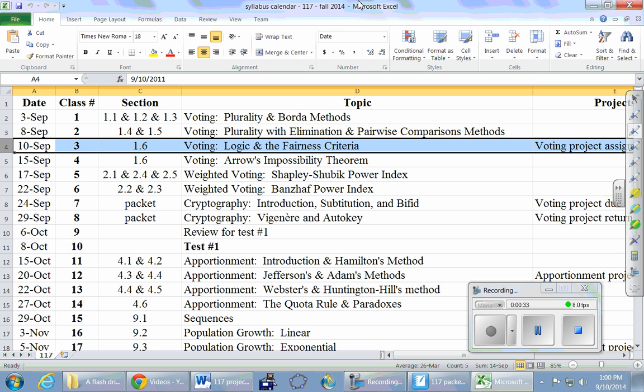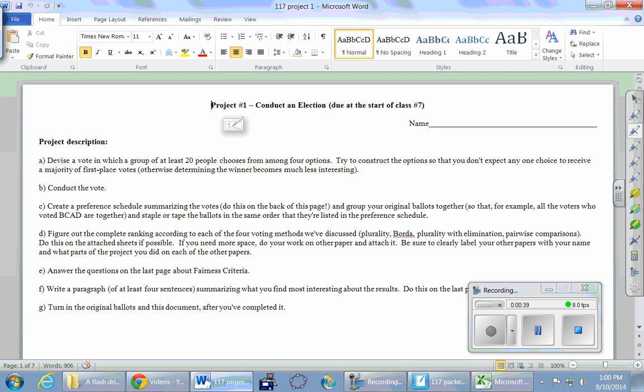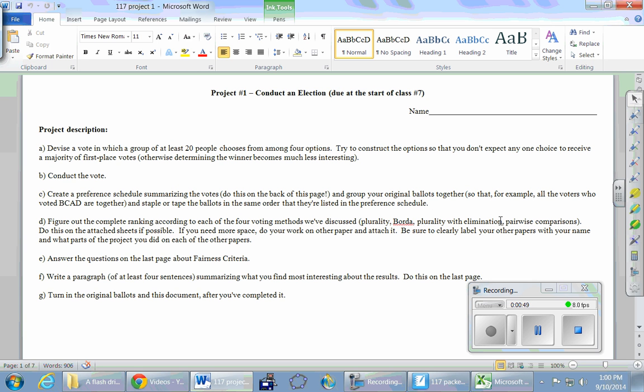Also, voting project is assigned. So on your table, you should have a copy of the voting project. Looks like this. Take a copy with you. And let's just talk for about a minute about the voting project. It says here in the description that the very first thing you're going to do is devise a vote and conduct the vote. Many of you have done this already. That's what we filled out the other day, right? Last class, we voted on all these different things. So many of you have already done that.